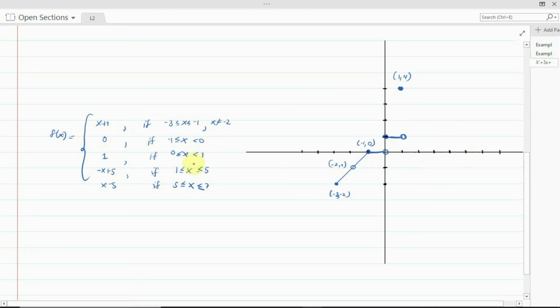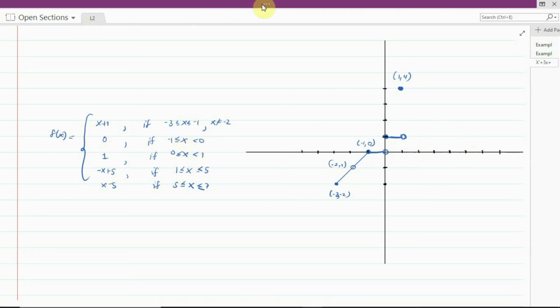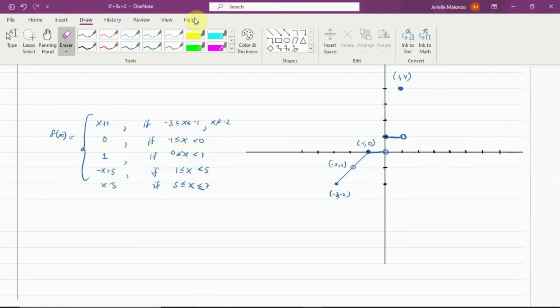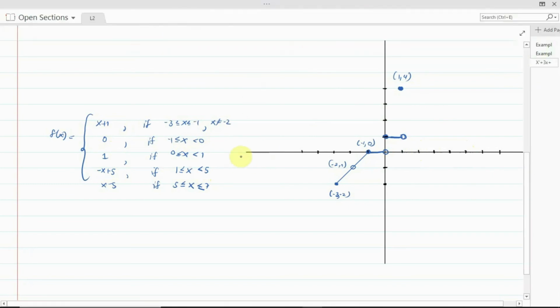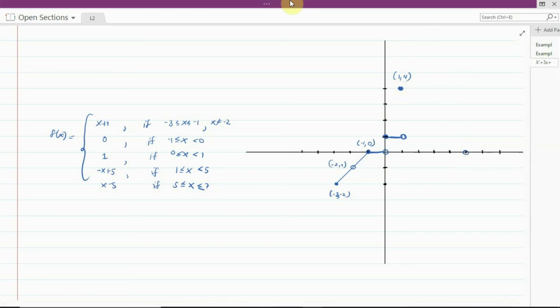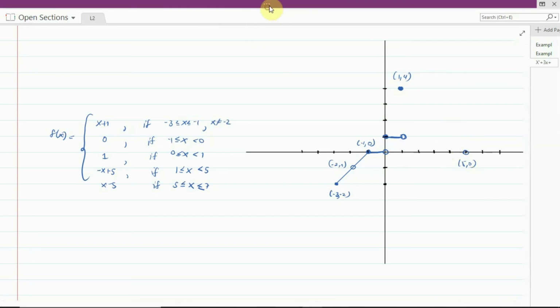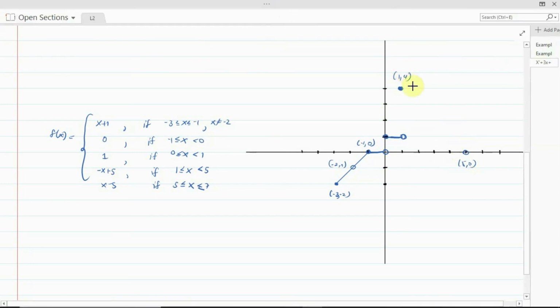Because in this condition, maybe you're confused, there is no equal sign here. No equal sign. Okay. So, when x is 5, the partner is 0, so the point 5, 0 is not included. So, it should be hollow. And then you connect the 2 points. So, this is the point 5, 0. Connecting the 2 points, we get this line.